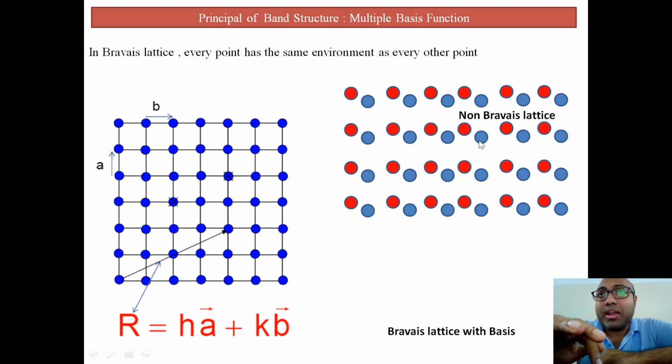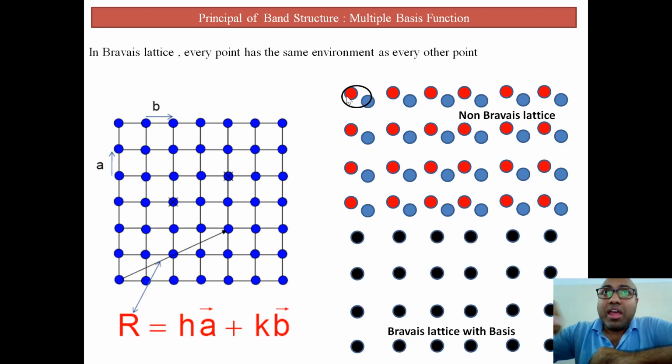If you go to another light blue colored point, the surrounding is totally different. Similarly, if you go to the red, the surrounding is totally different from when you come to the light blue. So it is a non-Bravais lattice. Now, how to make it a Bravais lattice? That day we considered two things as a single unit. If you represent this thing, this thing, this thing as a single unit by a black dot, then it is a Bravais lattice with basis, right?